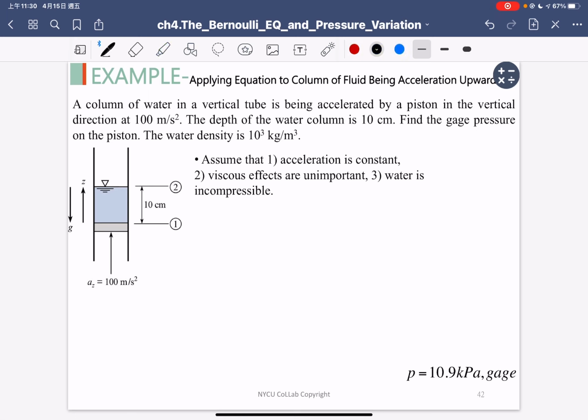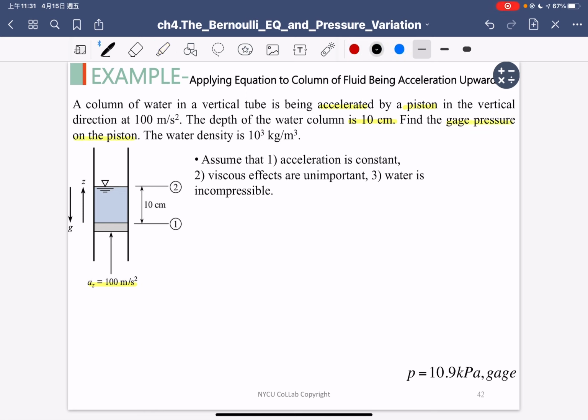Okay, so this is the first question we can practice. How can we apply the Euler equation? We have a vertical tube with a water column inside, and we accelerate it with a piston in the vertical direction with an acceleration of 100 meters per second squared. The acceleration az is upward, and the depth of the water column is 10 centimeters. Please find the gauge pressure on the piston.